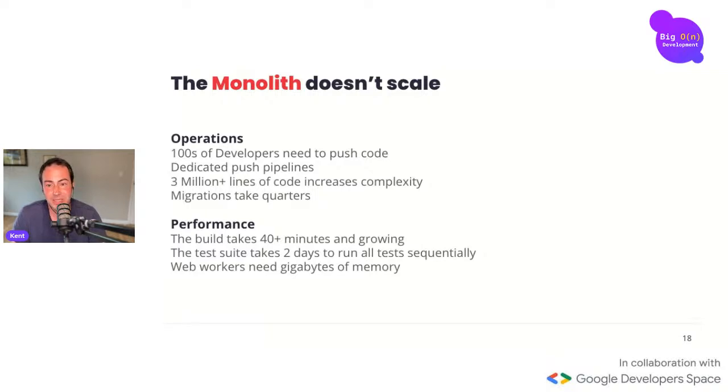And so this was a big deal. We had to figure out how to scale that. And web workers now need gigabytes of memory, which causes a lot of scaling issues on the production side.